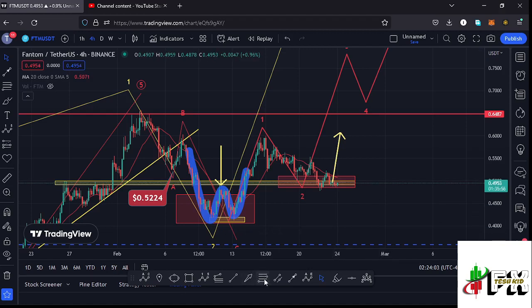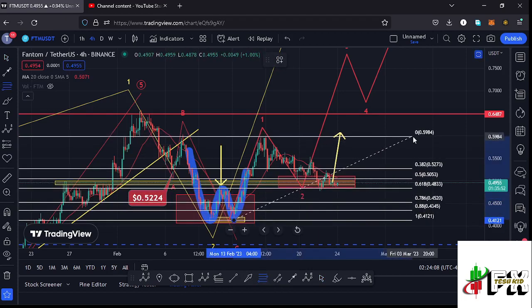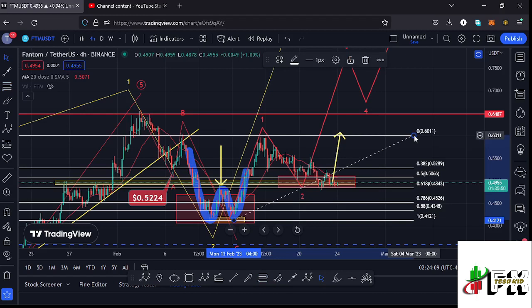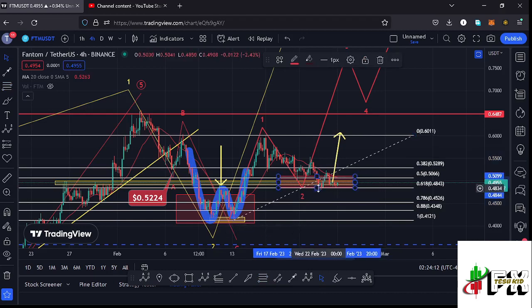And using the Fibonacci's once more, connecting them from the low of the first wave to the high of that wave 1, I now need to extend my target area back to the fib level 0.78, which lies at around the $0.4526 mark, and it is within that target area that I'm expecting this second wave to continue holding within.